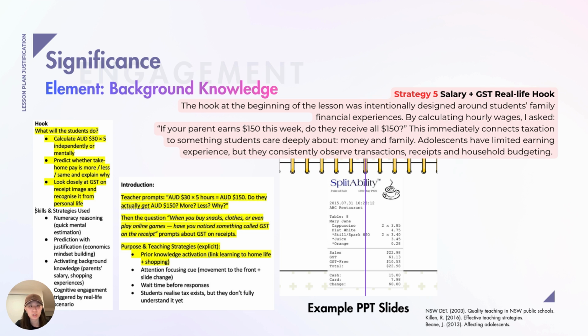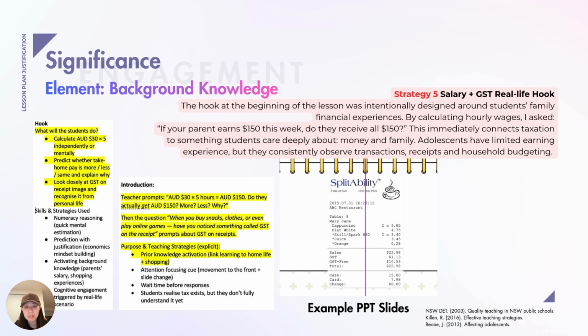All right. So the last dimension is significance, and the element we chose is background knowledge. So the hook at the beginning of the lesson was intentionally designed around students' family financial experiences by calculating hourly wages. I asked, if your parent earns $150 this week, do they receive all $150? So this immediately connects taxation to something students care deeply about: money and family.